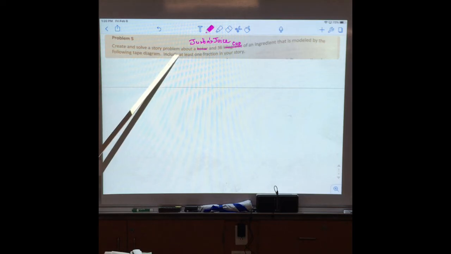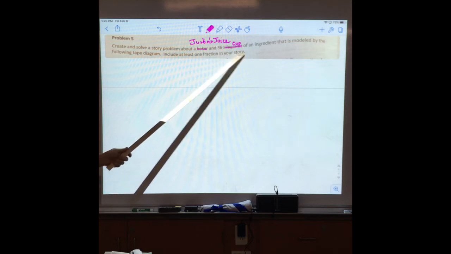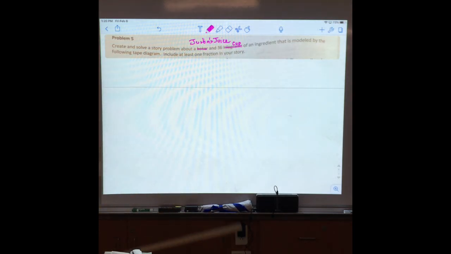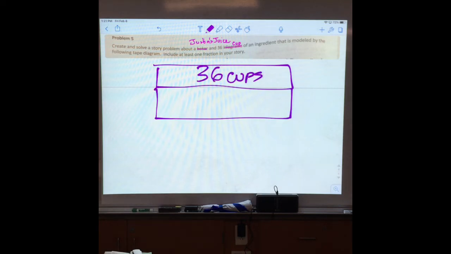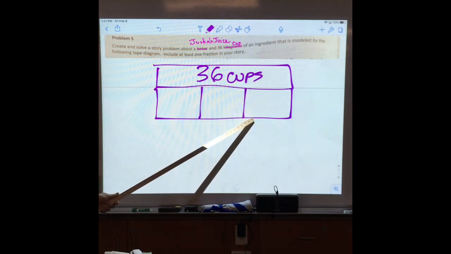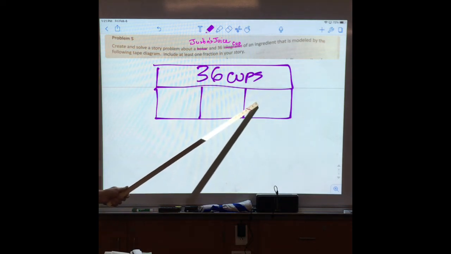Okay, well, we have another problem. It says create and solve a story problem about, I changed this to Justin's juice and 36 cups of ingredients. Okay, we're going to put it in a tape diagram. So I'm going to make my top tape diagram, what goes on the inside, 36 cups, right? I'm going to have them make 3 containers of juice. Now he's going to have 2/3 of the juice is Justin's normal juice, but 1/3 of the juice he's going to cut in half.